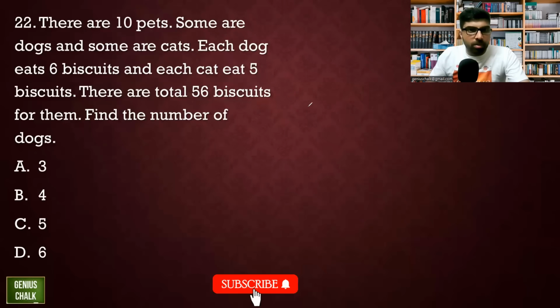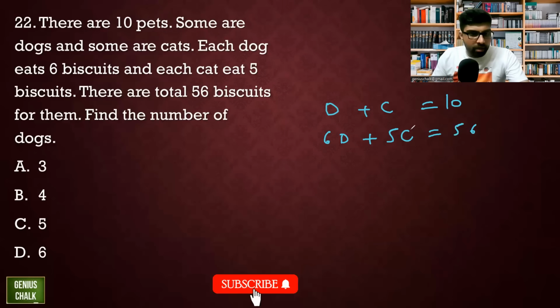If there are 10 pets, each dog eats 6. So let's say dog plus cat. How many? Total are 10. First equation. Each dog eats 6, so total biscuits eaten is 6D. Each cat eats 5, so total biscuits eaten is 5C. So overall, 56 biscuits have been eaten.